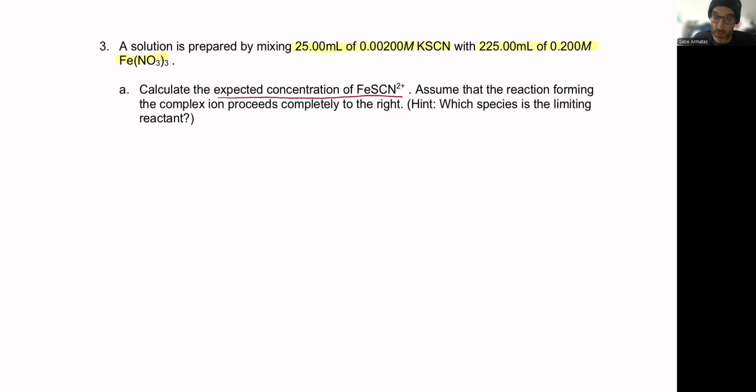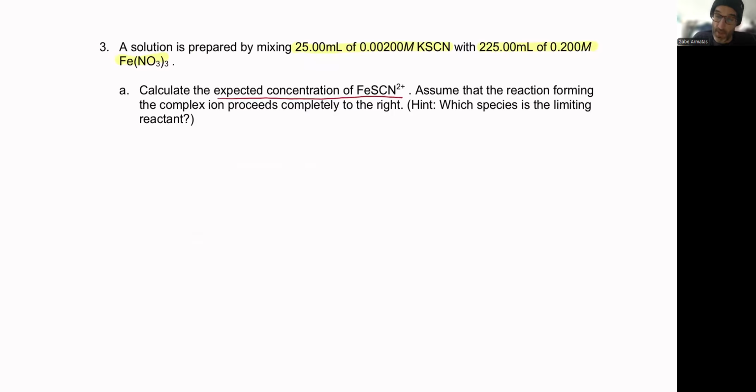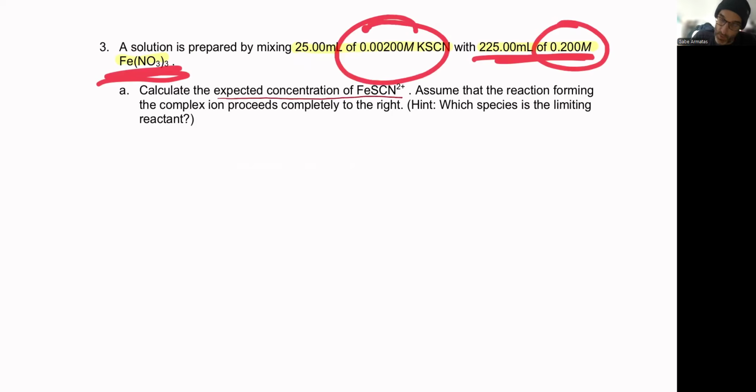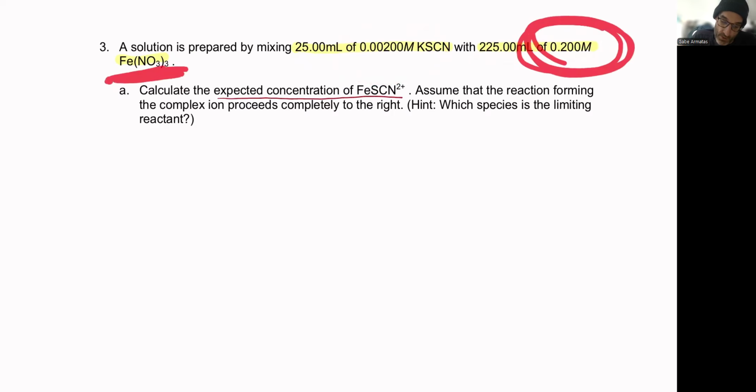So this is not a question of using any lab data. This is just me saying, imagine the reaction goes to completion. By the way, this is how your calibration curves are done. The concentration of the iron is massive. Look at this concentration difference, 0.2 versus 0.002. That's 1,000 times different, 1,000 times more concentrated iron than the KSCN.